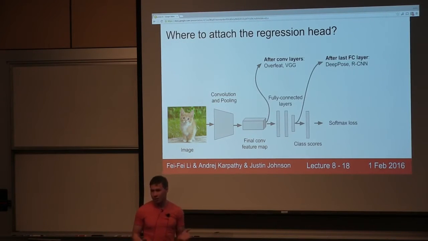Another design choice here is where exactly you attach the regression head. Again, this isn't too important. You'll see different people do it in different ways. Some common choices would be to attach it right after the last convolutional layer. That would mean you're reinitializing new fully connected layers. You'll see things like OverFeat and VGG localization work this way. Another common choice is to attach your regression head after the last fully connected layers from the classification network. And you'll see other things like DeepPose and R-CNN work in this flavor. But either one works fine. You could attach it just about anywhere and it would do something.